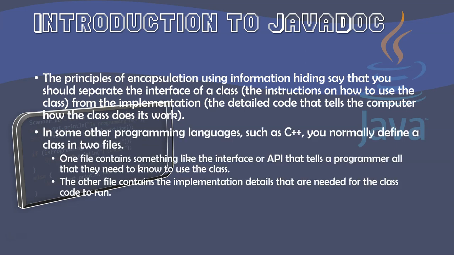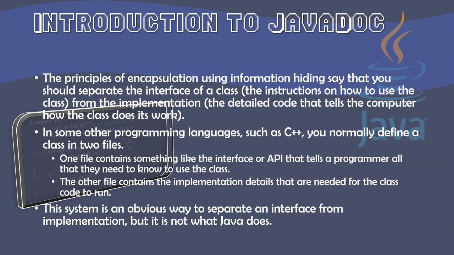Now, in some programming languages, such as C++, you normally define a class into two files. You have one file that contains something kind of like an interface or an API that will tell the programmer all they need to know how to use that class. And then the other file contains the implementation details that are needed for the class code to actually run. This system is an obvious way to separate the interface from the implementation, but it is not how Java actually handles it.